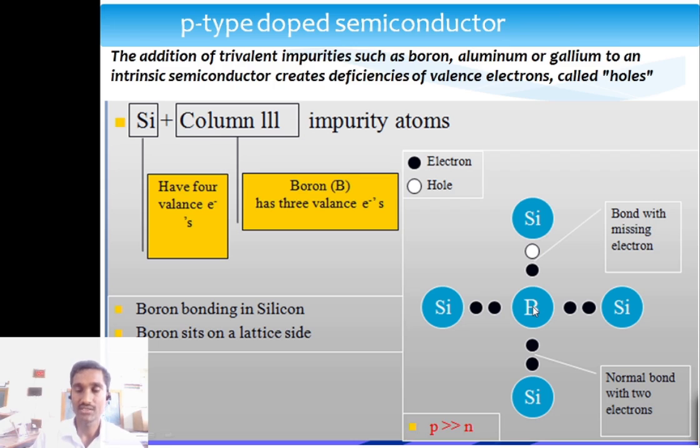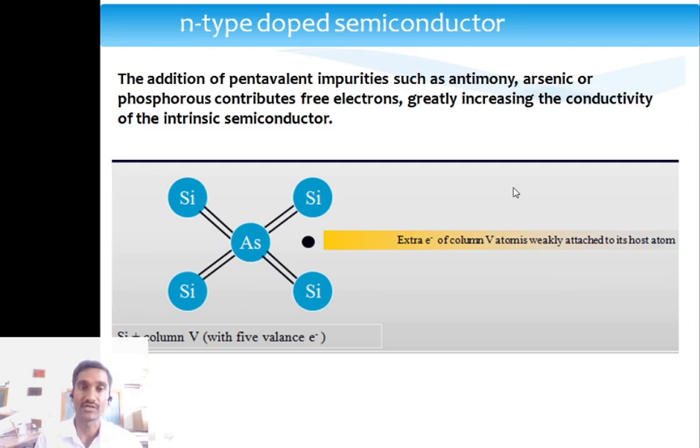The resultant bonding structure we can see in this picture: the boron forms 3 covalent bonds with the neighboring silicon, this first, this second, this third, and the fourth covalent bond cannot be formed and there is one missing electron. This missing electron we can say is a hole. So in the case of the P-type semiconductor, when we add the impurity, we get a structure in which the majority charge carriers are the holes, because there is a deficiency of one electron. This type of semiconductor is nothing but the P-type semiconductor.